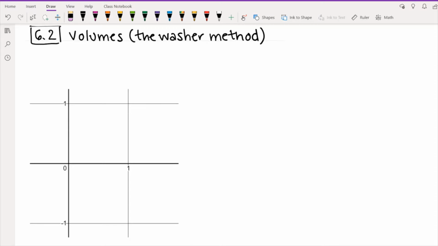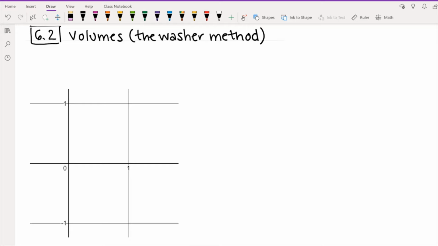Hi everyone. So in this video, we're going to be talking about another method for computing the volumes of solids of revolution. So this method is going to be really similar to what we discussed in the last video. The main difference is that in the last video, we were finding the volumes of shapes where when you sliced them, the slices that you got were these circular discs, right?